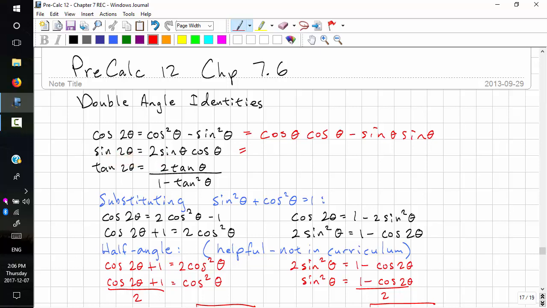And sine 2 theta is 2 sine theta cos theta. Here we have sine theta cos theta plus cos theta sine theta. So we rearrange this and we can get 2 sine theta cos theta. And for tangent, we have tan theta plus tan theta over 1 minus tan theta times tan theta. When we add these two, we get 2 tan theta, and when we multiply these two, we get tan squared theta.